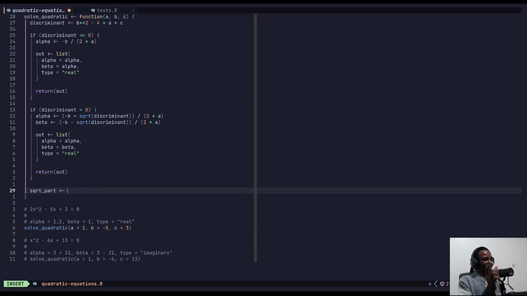We are going to take the absolute value of the discriminant, and then take the square root of the absolute value of the discriminant, and then we are going to multiply it by the square root of -1. And what is the square root of -1? That's going to be i.